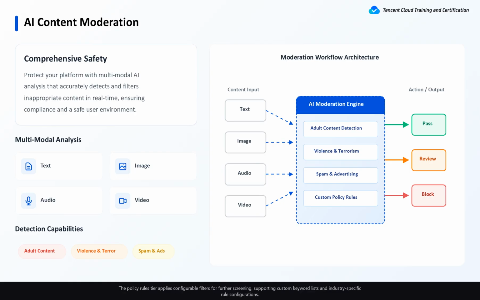The policy rules tier applies configurable filters for further screening, supporting custom keyword lists and industry-specific rule configurations. The human review tier handles the ambiguous content that AI cannot definitively classify, with human annotations fed back to the AI models to create a continuous improvement loop. This three-tier system dramatically reduces manual review workload while maintaining strong interception capability, essential infrastructure for large content platforms.